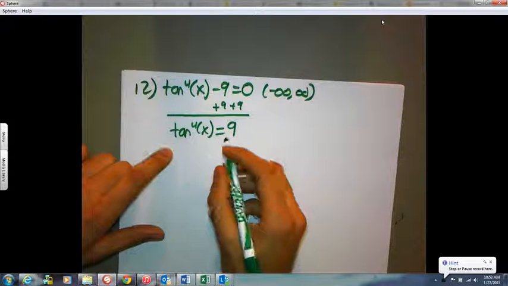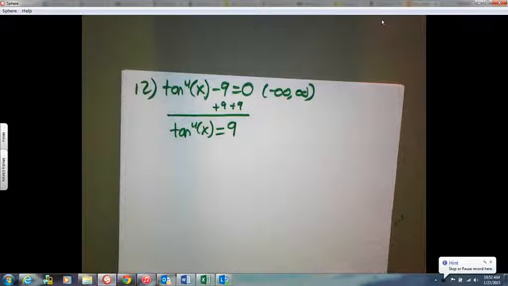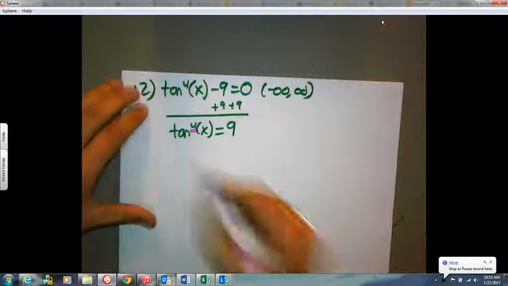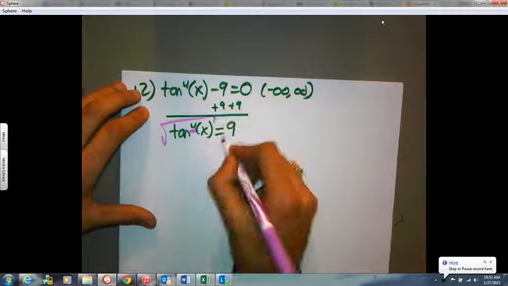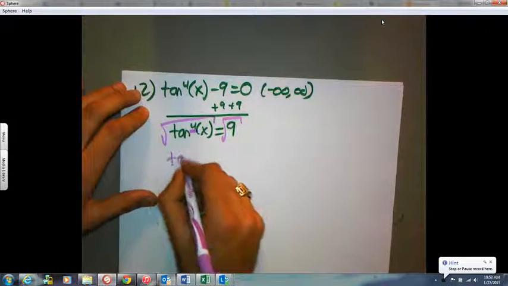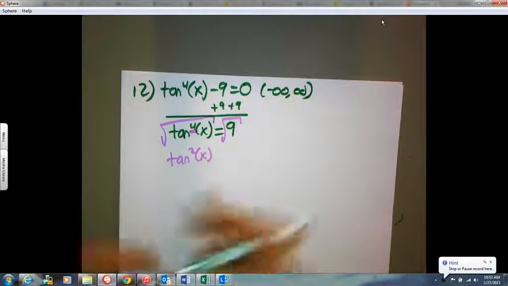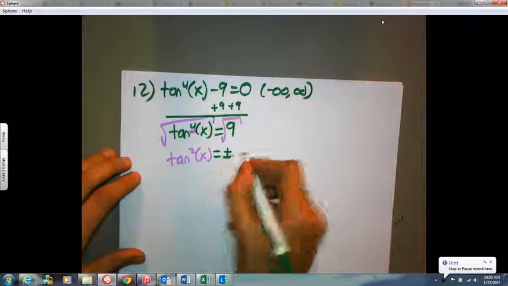Okay, somehow I've got to get rid of this exponent right here, this quartic exponent. So the only way to get rid of that is to take the square root twice. That's all you're going to want to do. Take the square root once. I'll have tan squared of x equals, and I'm seeing a lot of people in the other classes are forgetting the plus or minus.